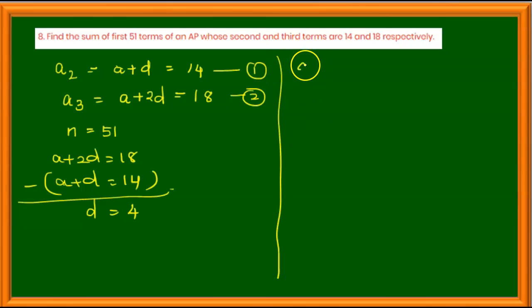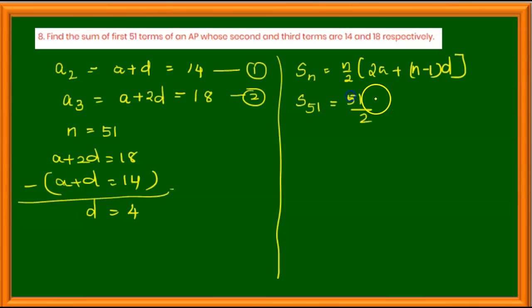So d we got, n is given, and you are asked to calculate the sum of 51 terms. So easily substitute that. Sn is equal to n by 2 into 2a plus n minus 1 into d. Substituting the values, S51 is equal to 51 by 2 into 2 into a. a should also be calculated, it's not given here. So d we calculated, and from the first equation we are getting a plus d is equal to 14. Therefore, a is equal to 14 minus d.